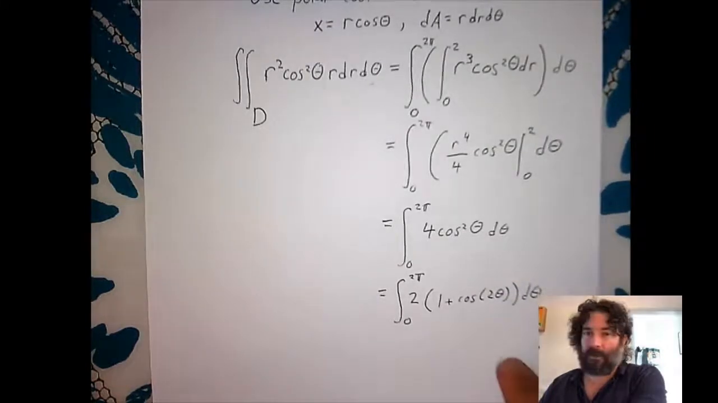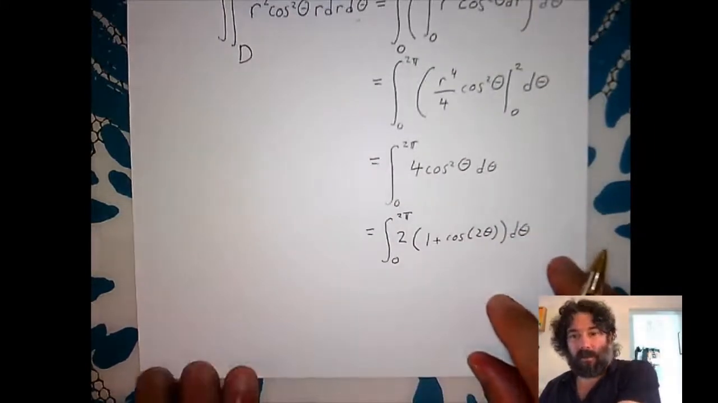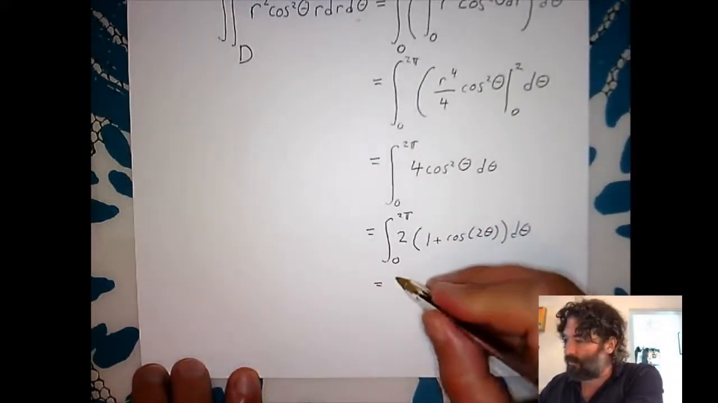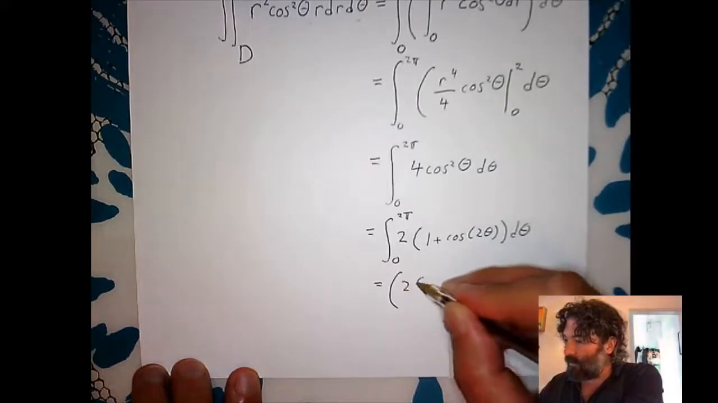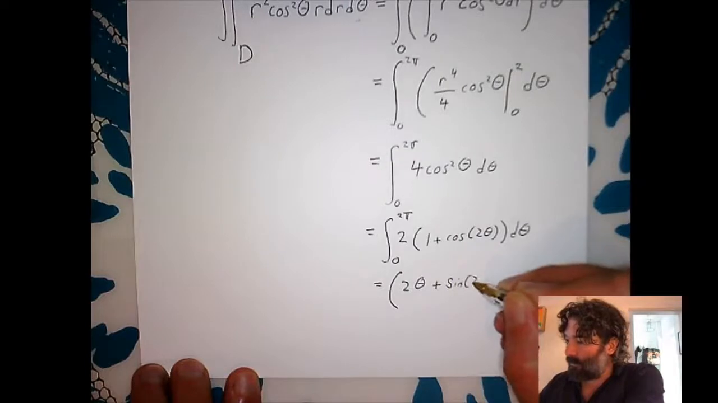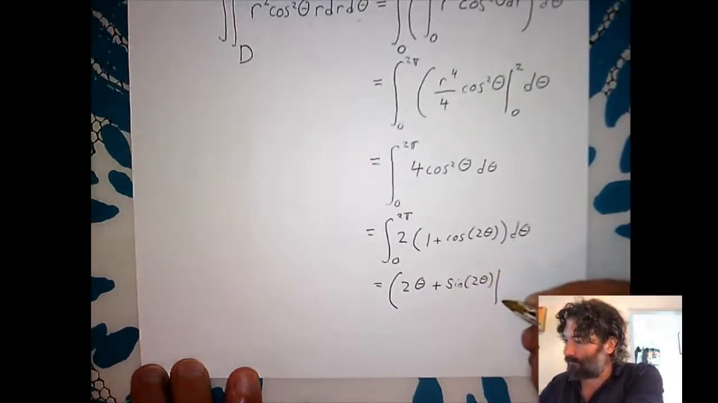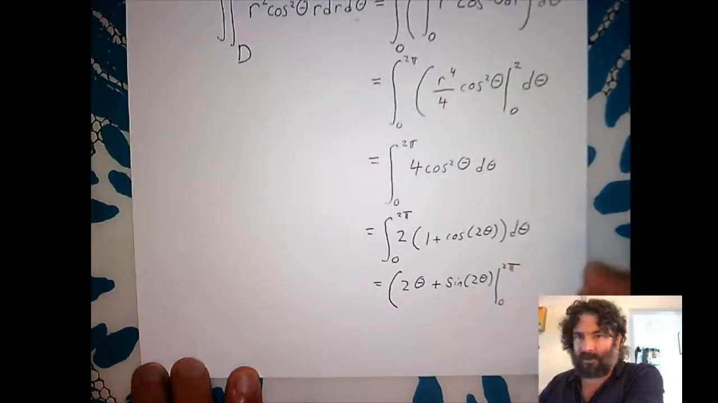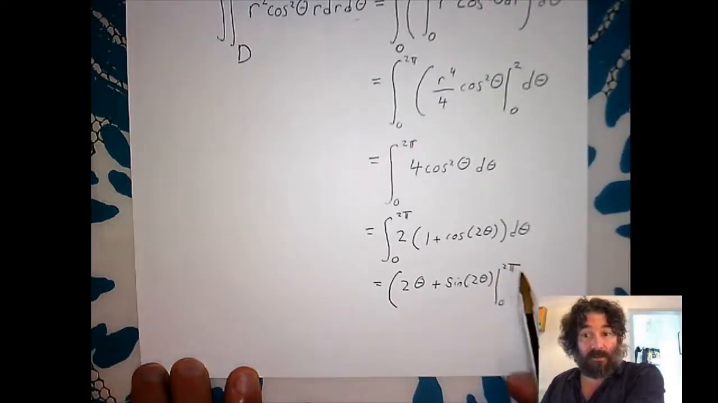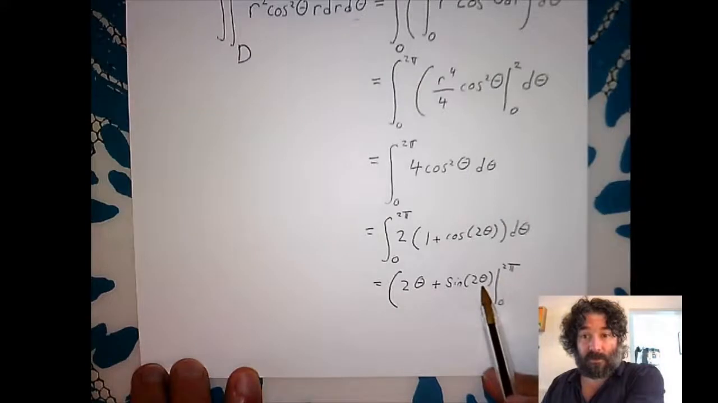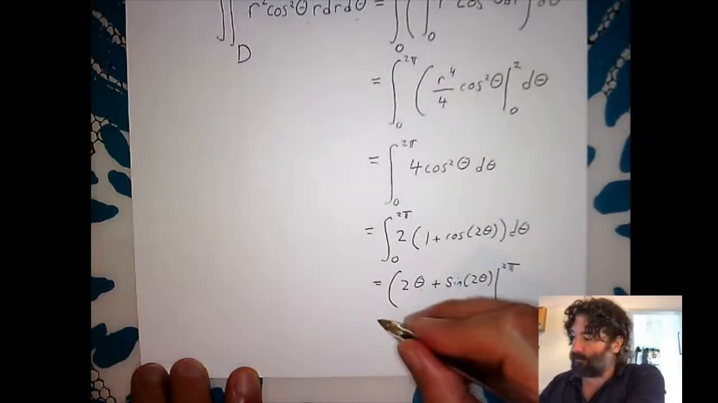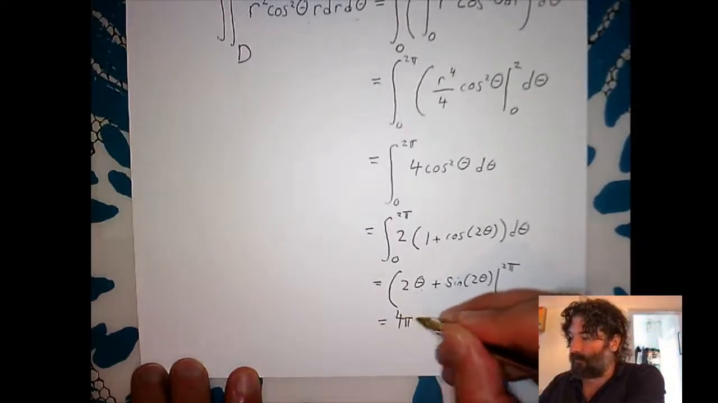d theta. And then we can write down the indefinite integral of that, because we can recognize the indefinite integrals of each of the terms. So we have 2 theta plus sine of 2 theta for the indefinite integral. And when we evaluate sine of 2 theta at either 0 or 2 pi, we get 0. And so this term just contributes 0. And then this term contributes 4 pi. So this double integral is 4 pi.